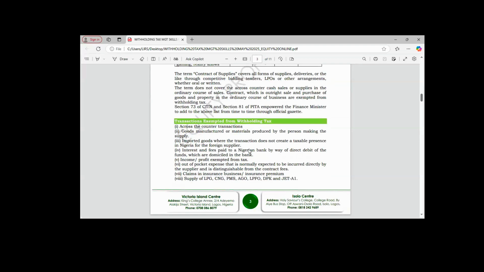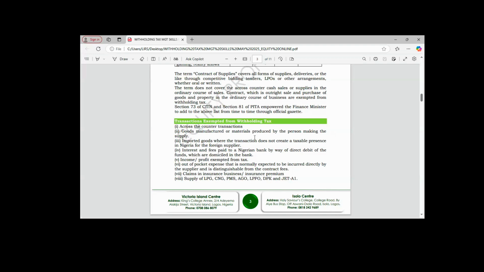Then imported goods, where the transaction does not create a taxable presence. So, where you are importing an item, but that item is a non-taxable item, or the person importing that item is not liable to tax in Nigeria, maybe as a result of exemption or other activity, it will not be liable to withholding tax.